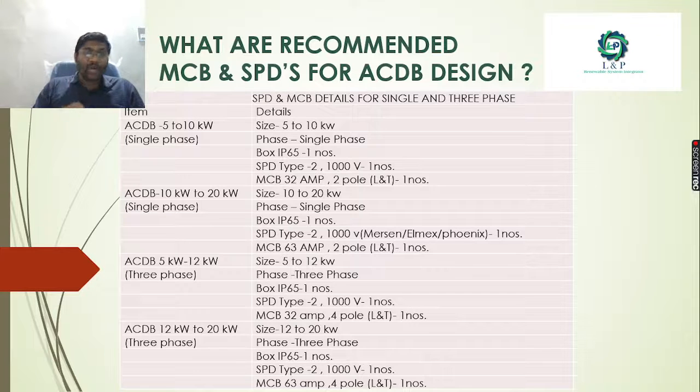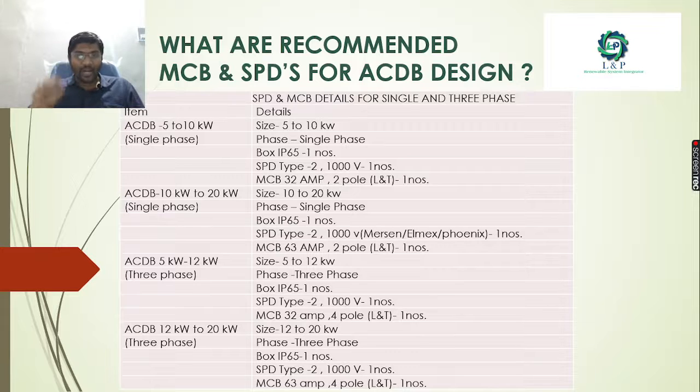If you are planning for a 10 kilowatt to 20 kilowatt system for a single phase, then the most important feature that you need to keep in mind is, SPD you can use type 2, 1000 volt. It can be Mersen, Elmex, Phoenix, any brand you can use. And MCB you need to use 63 amps, 2 pole, LNT make.